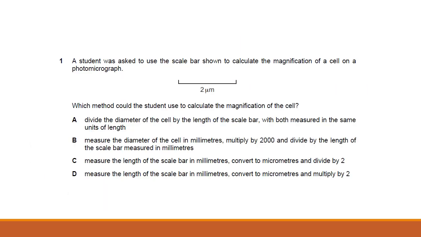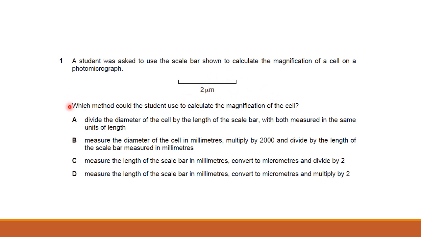Okay, so I'm hoping that by now you have answered all the questions from 1 to 20. Just take 30 minutes to do that before you watch the video. Starting with question 1: a student was asked to use the scale bar shown to calculate the magnification of a cell on a photomicrograph, and this is the scale bar. As you can see, the scale bar has two vertical lines at the ends, which is where the bar starts and ends, and then it has a number under it.